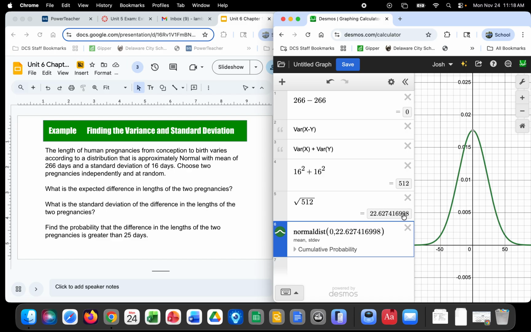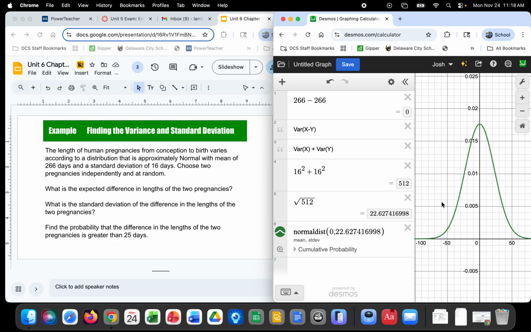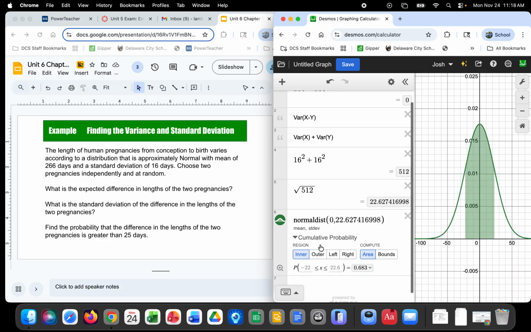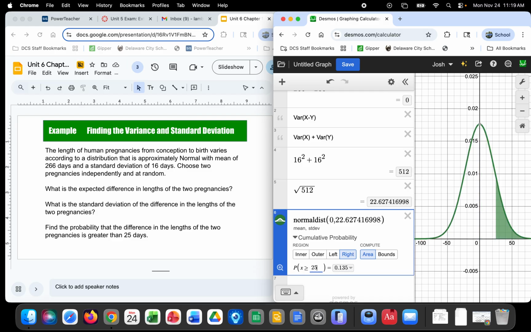Let's zoom fit so I can see what this thing looks like. There's what it looks like as a distribution. And I want to find the probability of greater than 25 days. So I'm going to bring this up. Because I want greater than, I want a right tail. And I'm looking for a probability of when x is greater than, I put in 25 for 25 days. And the area to the right of 25 is 13.5%. So what is the probability that the difference in the lengths of the 2 pregnancies will be greater than 25 days? It is 0.135.